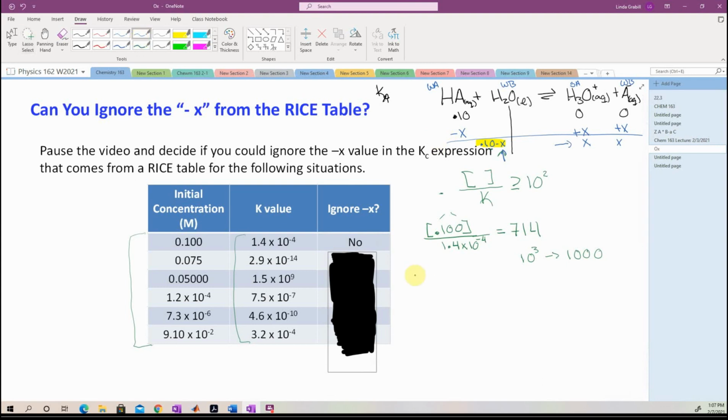And then for the next one, this 0.075, I'm just going to repeat that process, and I'm not going to write everything out. But for this one, I get 2.6 times 10 to the 12th. I have 3 sig figs here. Is this greater than 1,000? Yeah, it's considerably greater than 1,000. So for this one, we can definitely ignore the change in x.